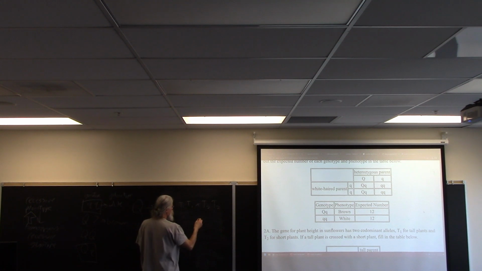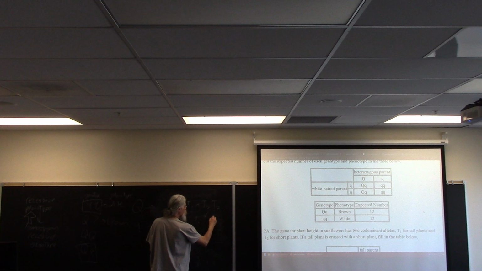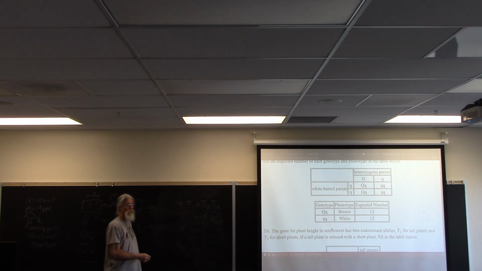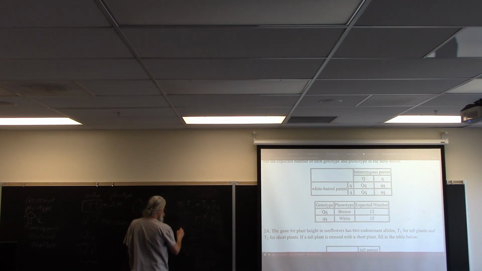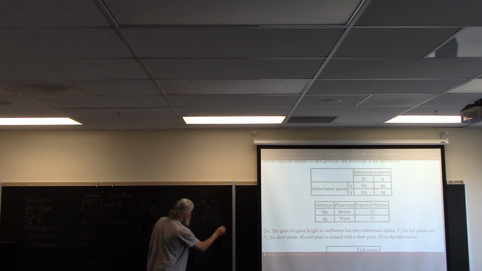So we'll put that individual here. So that individual can only give rise to T sub 2 gametes. And that individual can only give rise to T sub 1 gametes. And so we can make the Punnett square.